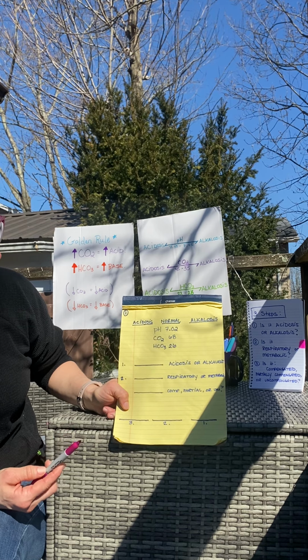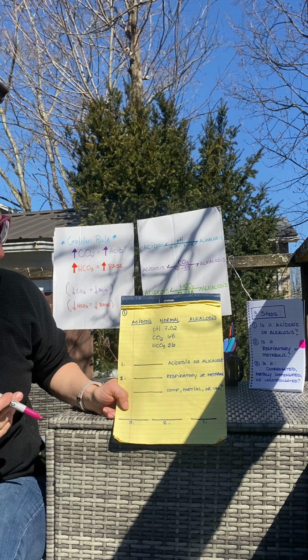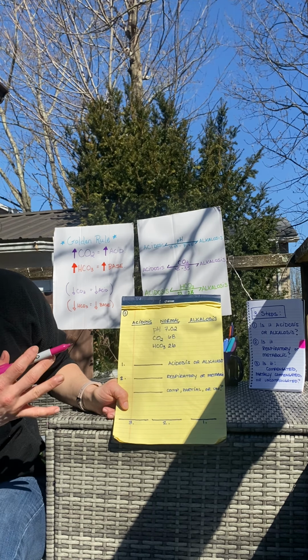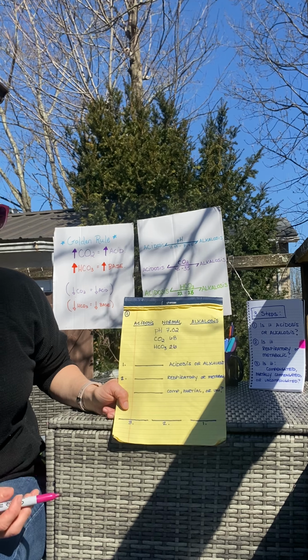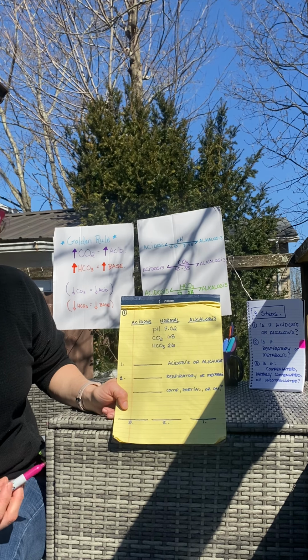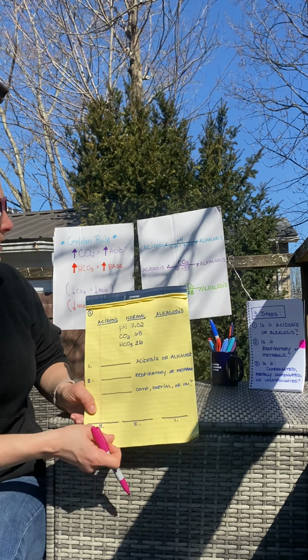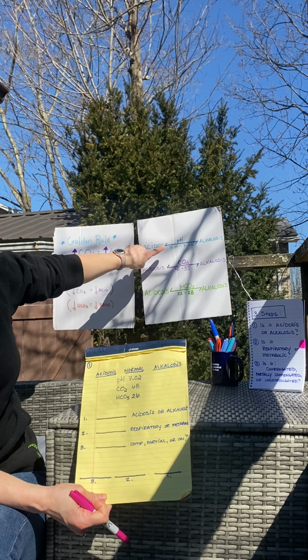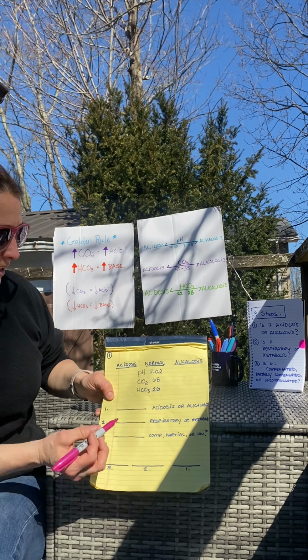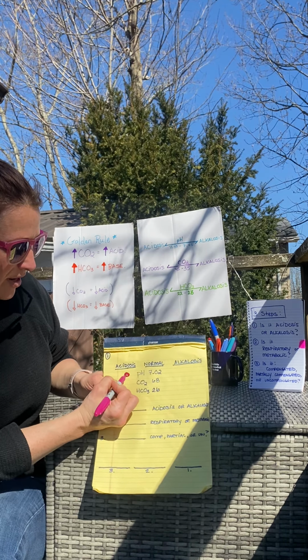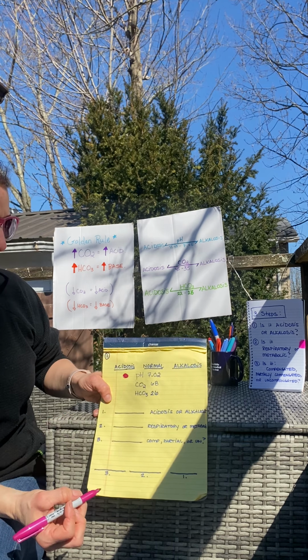Our pH is 7.02. So right off the bat, what is that? Is it acid? Is it base? Is this acidosis, alkalosis, or is it normal? Right? 7.02, we remember back here, is acidosis. So we're going to put a big old mark under acidosis. Okay?